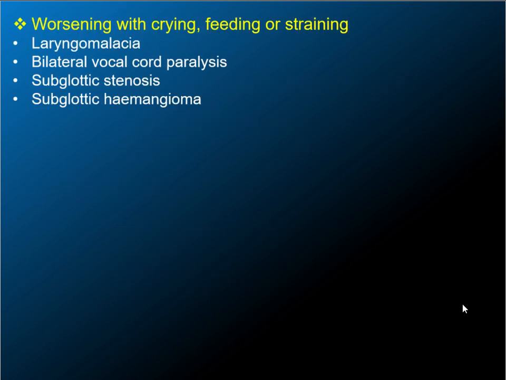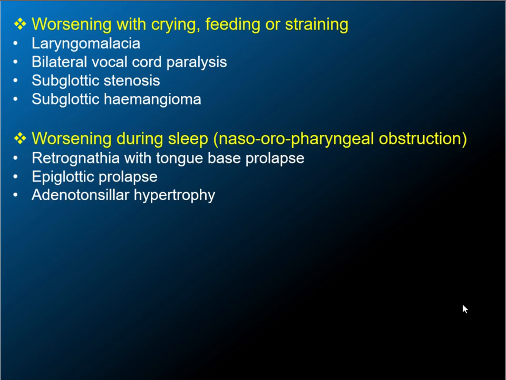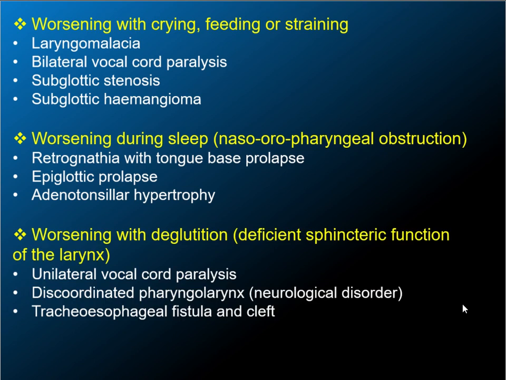There are certain conditions which worsen with crying, feeding, or straining, namely laryngomalacia, bilateral vocal cord paralysis, subglottic stenosis, and hemangioma. There are certain conditions which worsen during sleep, namely retrognathia with tongue-based prolapse, epiglottic prolapse, or adenotonsillar hypertrophy.